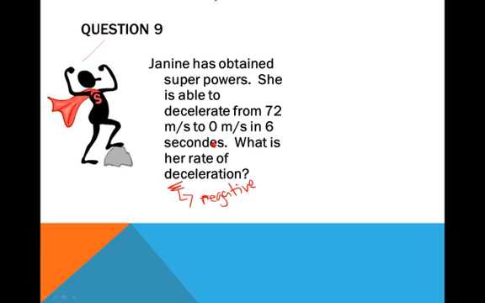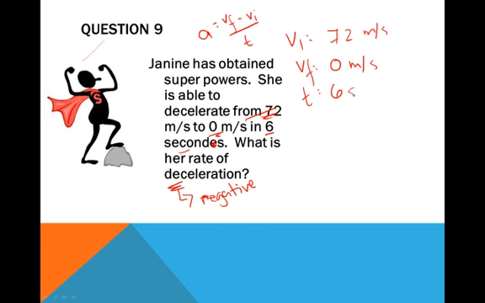So still the formula is the same. VF minus VI all over the time. VI, VF, and T. So the initial velocity, what did she start from? So she started at 72 meters per second, and she ends up at a complete stop. She's at 0 meters per second, so that's 0 meters per second. It took her 6 seconds to decelerate, or 6 seconds to stop, so that's my time.